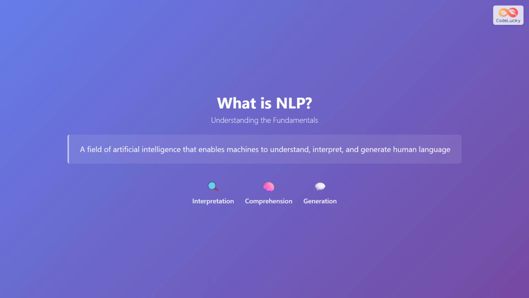Natural language processing is a field of artificial intelligence that enables machines to understand, interpret, and generate human language. Think of it as teaching computers to read and understand the way humans communicate. NLP combines computational linguistics, which is the rule-based study of language, with machine learning and deep learning to help computers process both text and speech in meaningful ways.